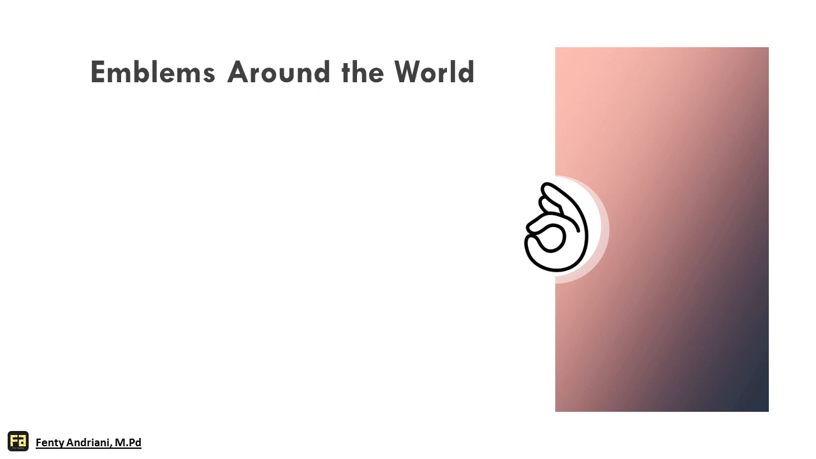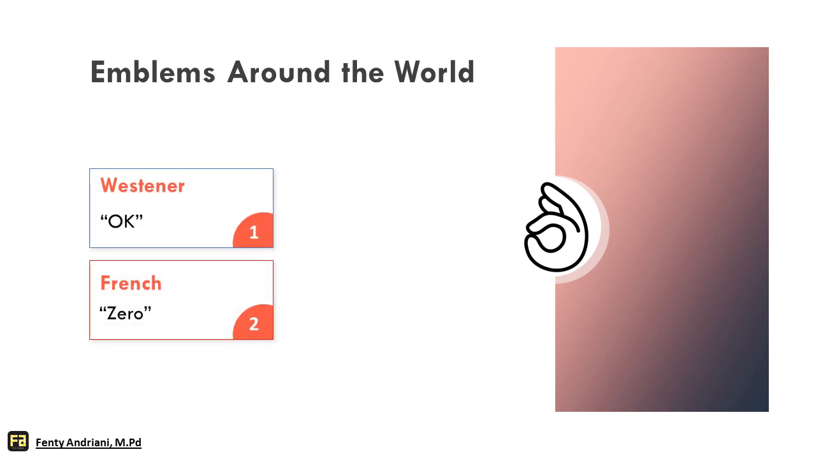The other example around the world is the OK sign. This gesture or this emblem was popularized in the USA. It means OK to a Westerner. It means zero to the French. So if a waiter shows us to our table and asks, "Is the table okay?" and then we show him this gesture, the waiter might interpret that this table is zero or worthless. So in other words, he might interpret that we don't like the table. So be careful if you want to go to France and show this emblem.